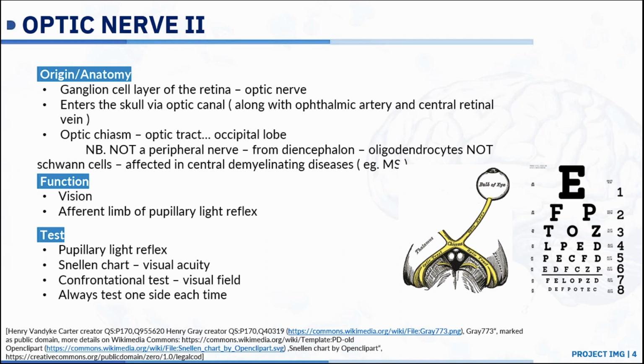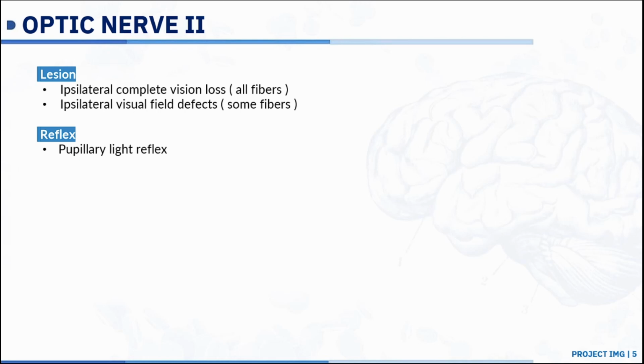It is affected in central demyelinating disease, e.g. MS. Function: vision, and afferent limb of the pupillary light reflex. Tests: pupillary light reflex, Snellen chart for visual acuity, and confrontational test for visual field, always testing one eye at a time. Lesion: ipsilateral complete vision loss if all fibers are affected, or ipsilateral visual field defects if some fibers. Reflex: pupillary light reflex.